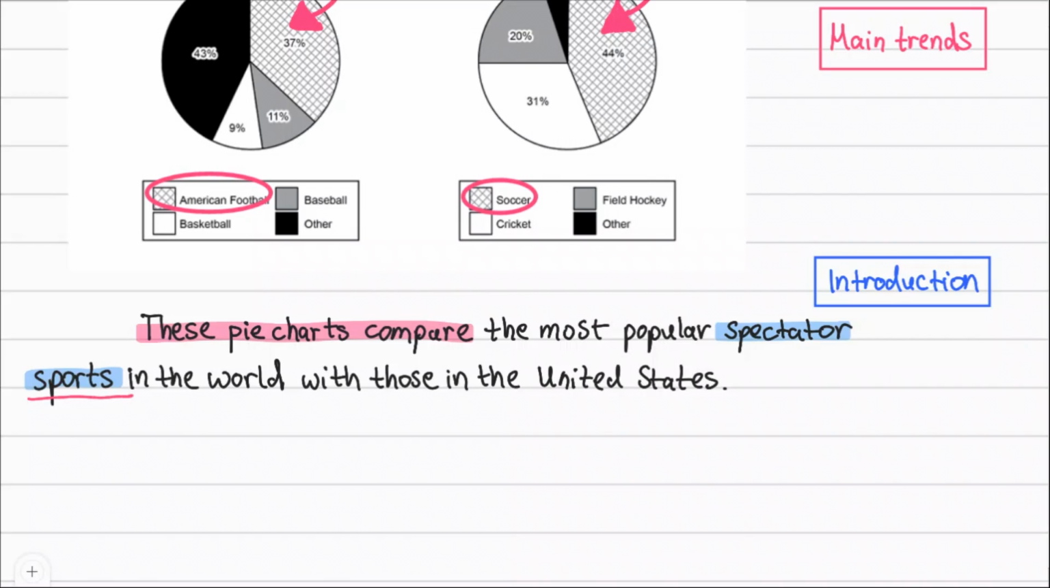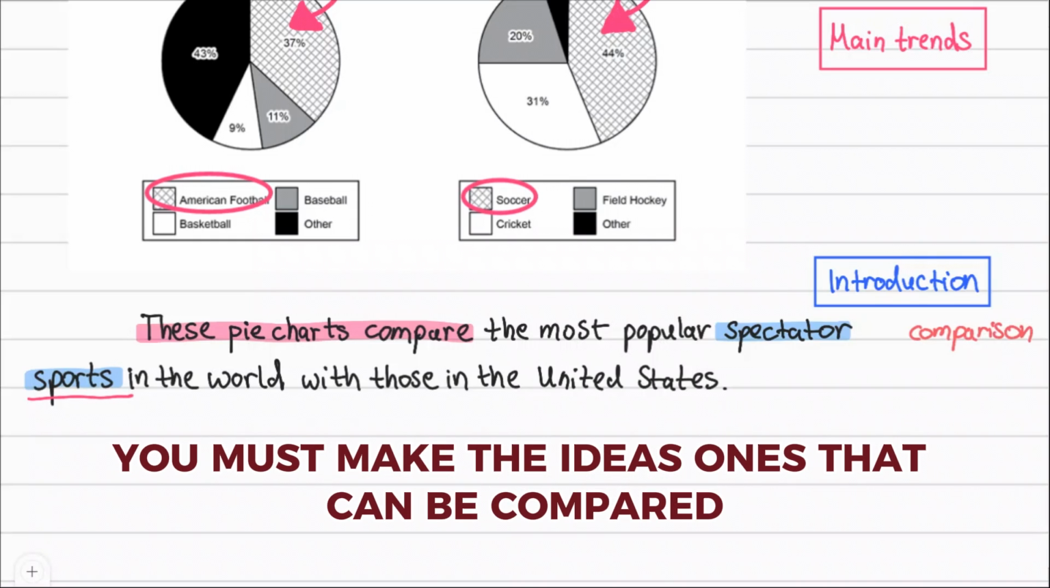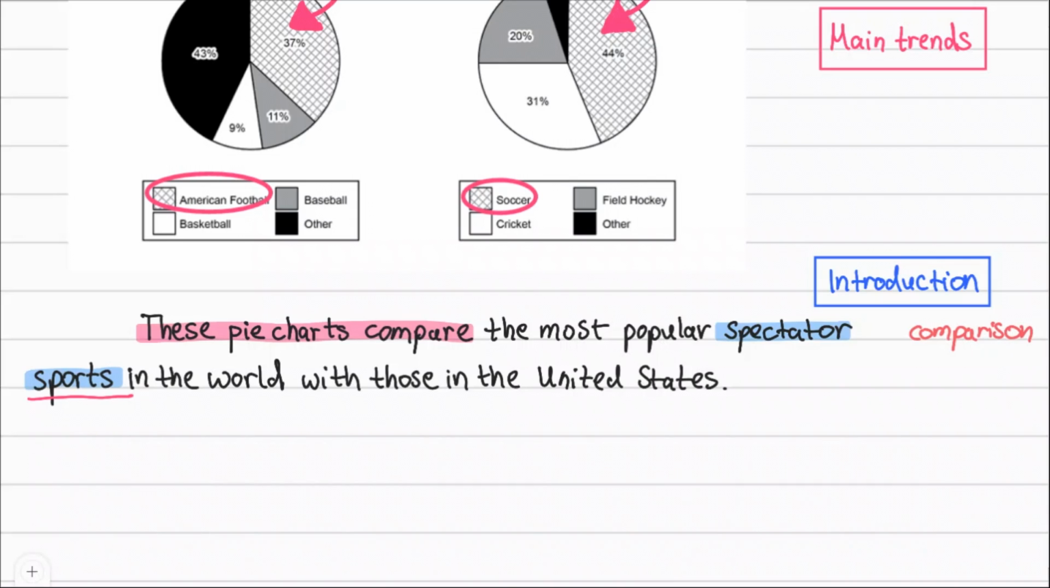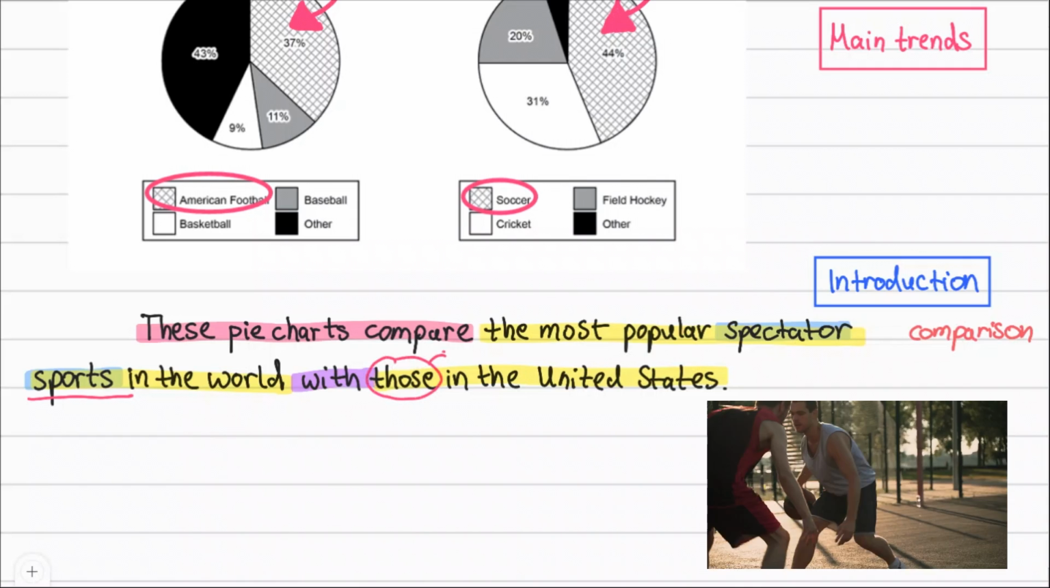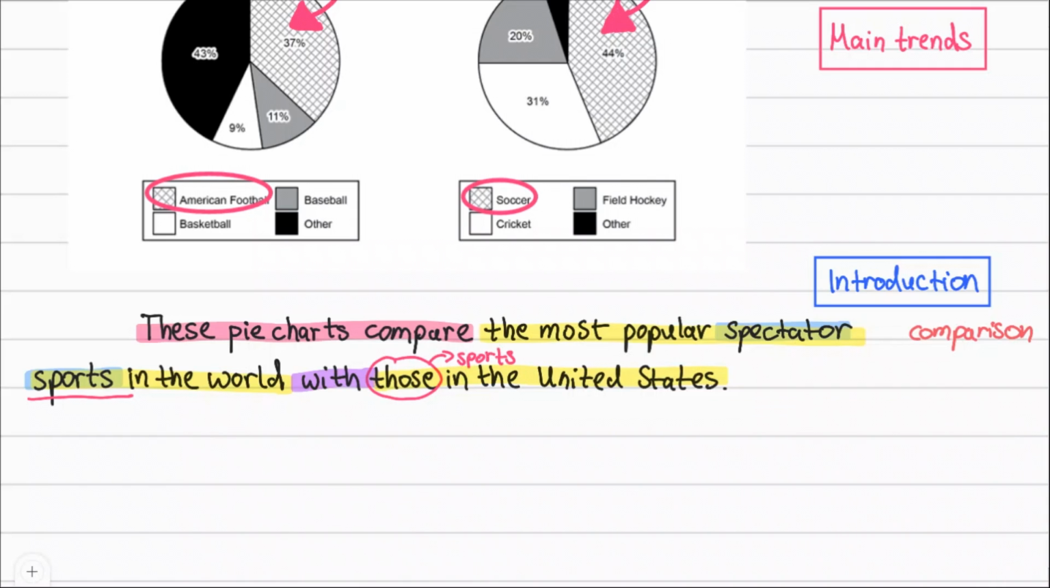Meanwhile, I want to point out another detail about this sentence. When you use a comparison, you must make the ideas ones that can be compared. The first thing I compare is the most popular spectator sports in the world. The comparison word is with. The second thing I compare is those in the United States. Those refers to sports.